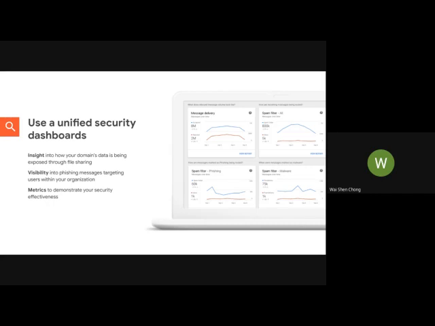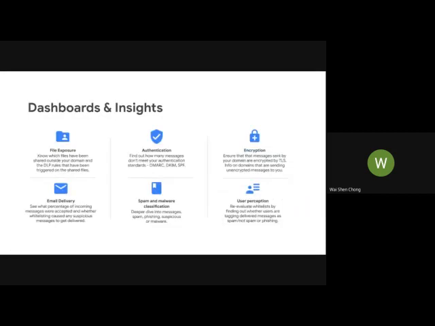So these are all things you can see. Here you have message delivery, what you see, and what kind of spam filter we are talking about, and things like that. And of course, the dashboard should offer something like file exposure, authentication, like how many messages don't meet your authentication standards, encryption, email delivery, spam and malware classifications, and the access rights for all your users as well.